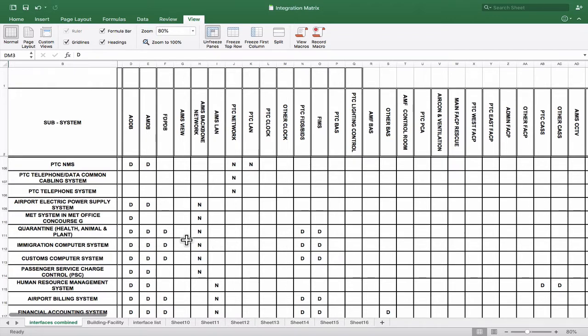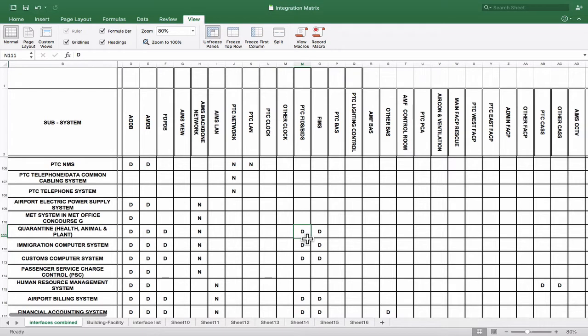So in this case, just use the quarantine line. It's got a data interface to the FIDS. Okay, so obviously quarantine wants to know when the flights are arriving and if there's any animals and whatnot on it that needs to look at, or if maybe it's coming from a country where people have some kind of outbreak of some type of infection or whatnot.